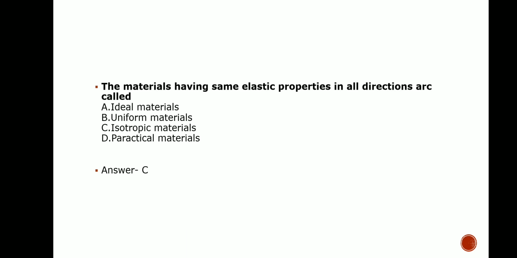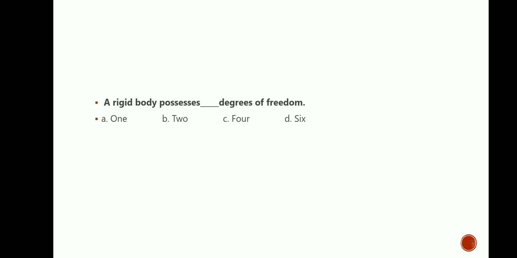So first I will request you, if a question comes in front of you, please try to understand the meaning of the question and visualize the concept which you have studied and apply your knowledge so that you can get the correct answer. A rigid body possesses dash dash degrees of freedom. A rigid body possesses which number of degrees of freedom? The correct option is D, 6 degrees of freedom. It is a theory of motion question.